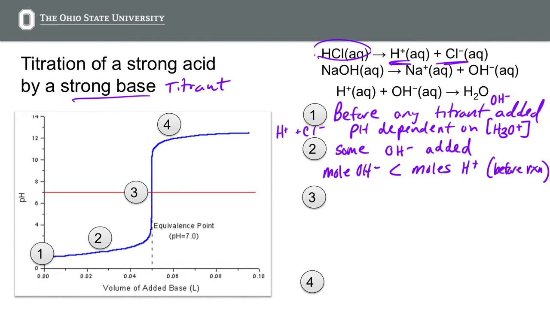So if we have fewer moles of OH minus than H plus, we're only going to have H plus after those react, plus the other spectator ions. Does that make sense? We'll do an example, but be thinking about that, okay? So, in point 2, the pH again is dependent on the amount of H3O plus.